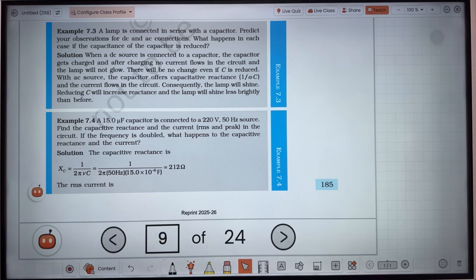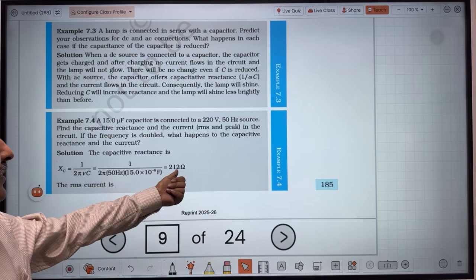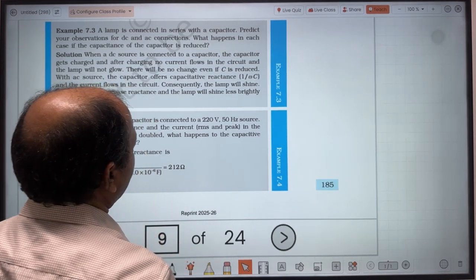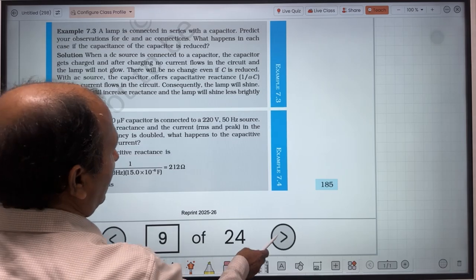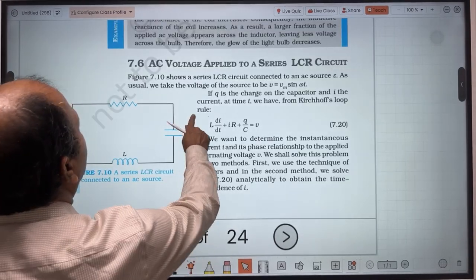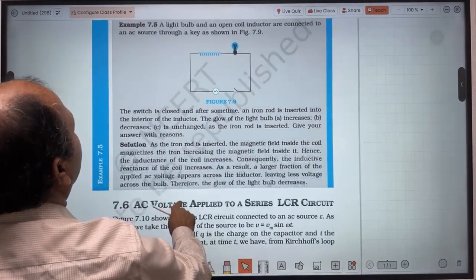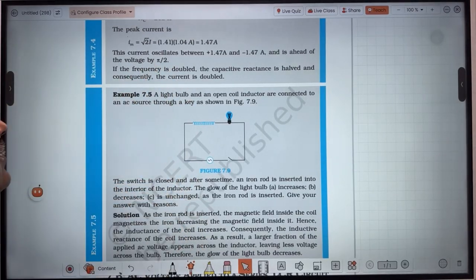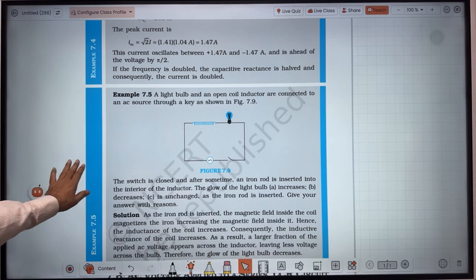Now if we want to find out current, then 220 volt divided by this resistance will give the current, and this will be RMS current. Suppose we want to find out peak current, in that case we have to multiply the result by root 2, right? And you know, in case of capacitance, current will lead voltage by pi by 2, and if frequency is doubled, the capacitive reactance is halved, and consequently the current is doubled.